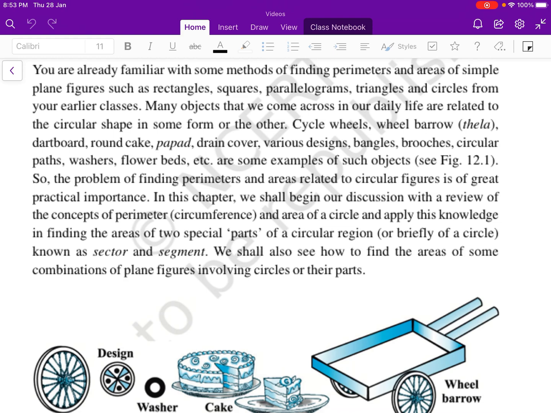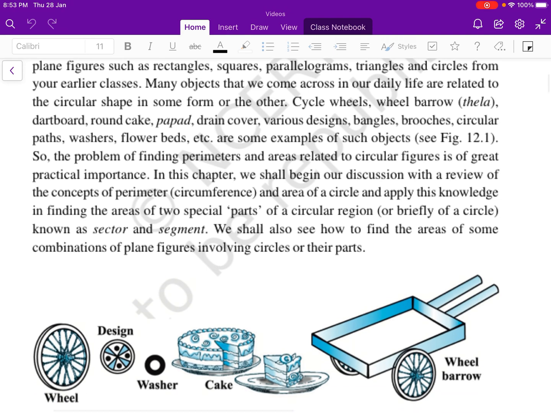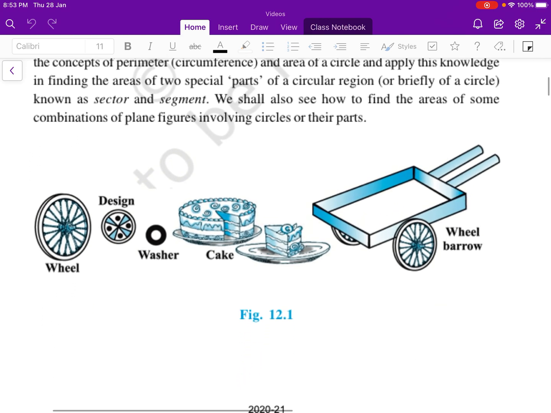In this chapter, we shall begin our discussion with a review of the concept of perimeter, circumference and area of a circle, and apply this knowledge in finding the area of two special parts of the circular region, or briefly of a circle, known as sector and segment. We shall also see how to find the area of some combinations of plane figures involving circle as their part.